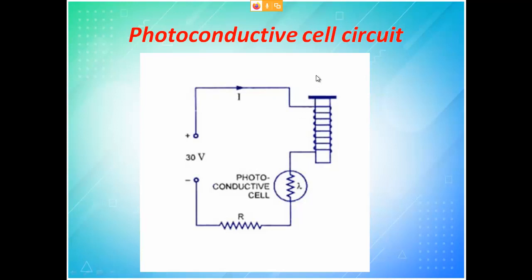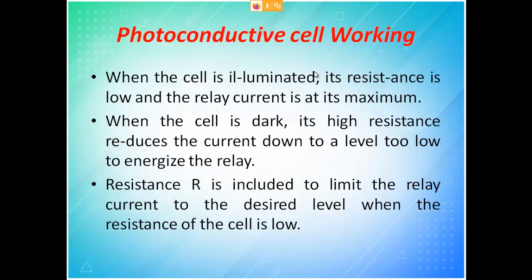Once the coil is energized, the secondary part will have a movement. So that's all the application of your photoconductive cell. When the cell is illuminated, the resistance is low and the relay current is maximum. So that is the application.